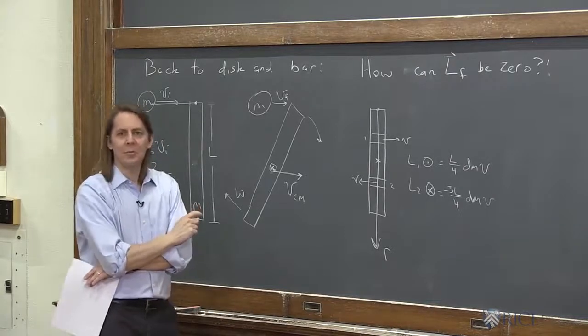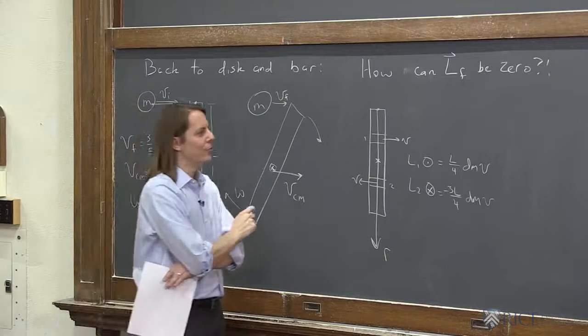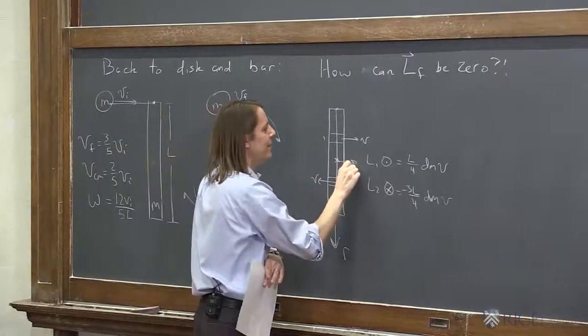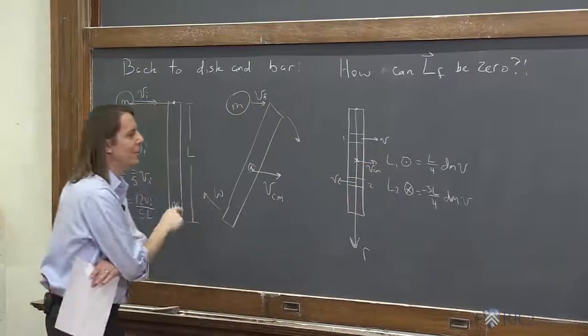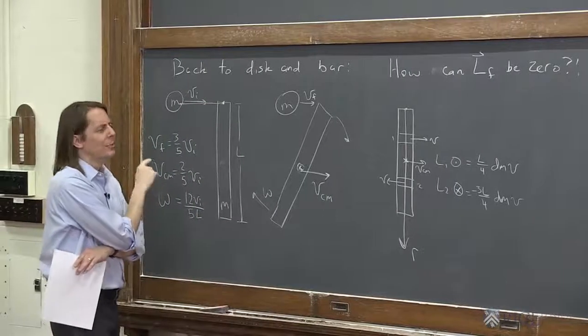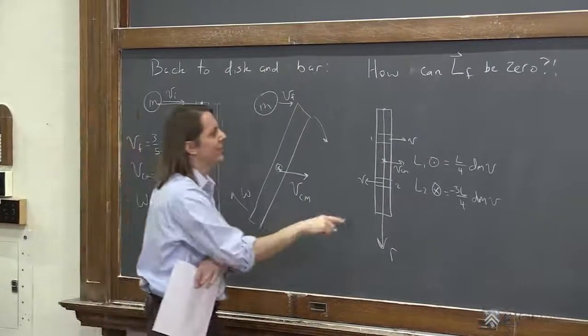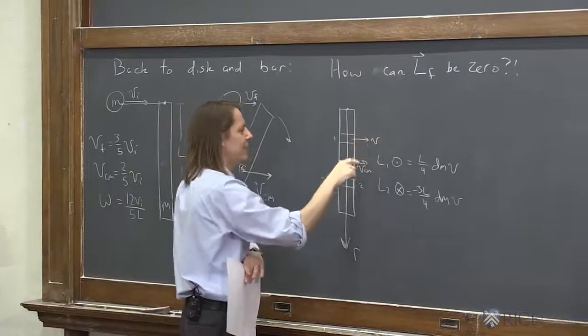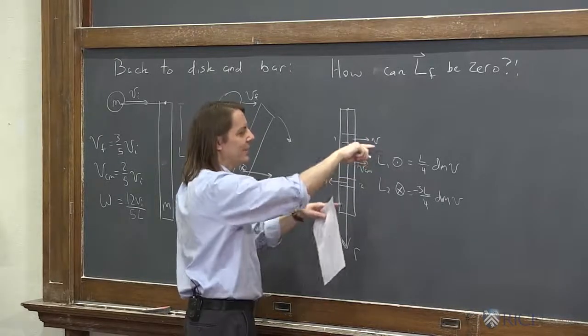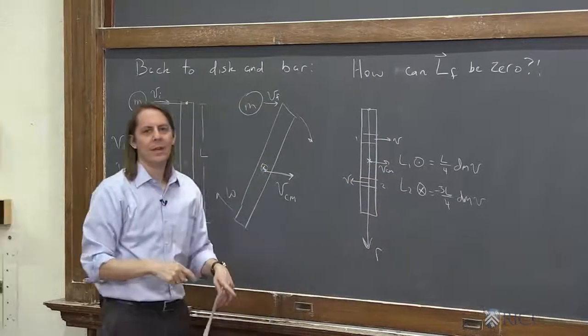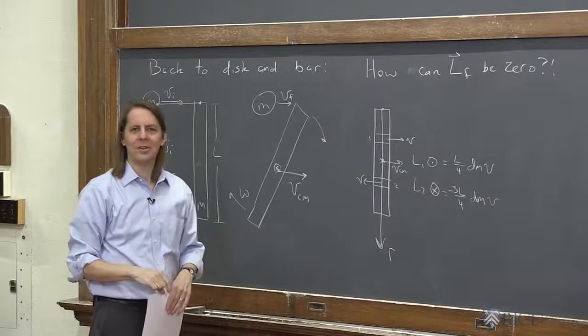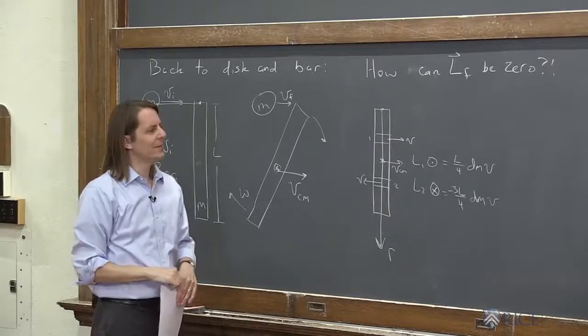Wait, but they're not at the same speed, are they? Oh, they're also translating by vcm. And we know the value of vcm. So maybe if we add the value of vcm to this velocity and subtract it from that velocity, the two magnitudes will match and they'll cancel. And they don't. It still doesn't work.